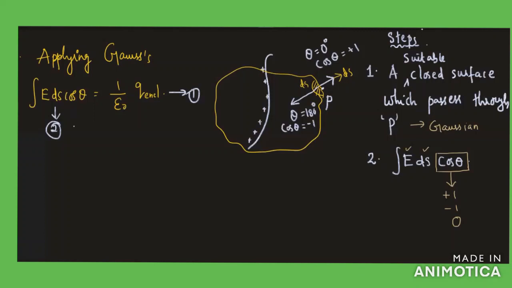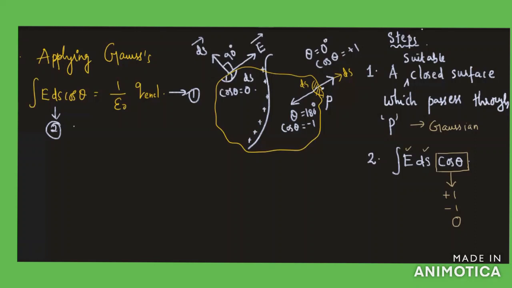And when we consider a small area ds, the area vector is in outward normal direction. If the electric field at this point due to this charge configuration is perpendicular to the area vector, the angle between these two will be equal to 90 degree, and then cos theta will be equal to 0. So it is better to choose such a surface so that at every point on the surface, the value of cos theta will be equal to +1 or -1 or 0.